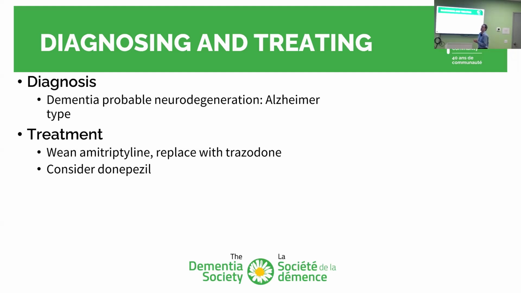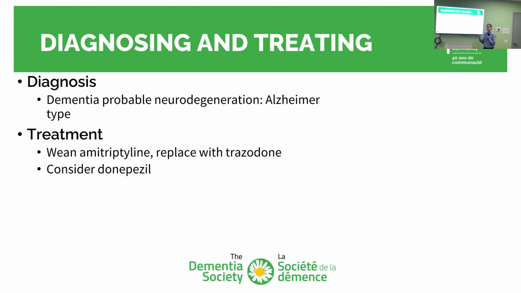donepezil, or Aricept. And that boosts the brain chemicals that are important for memory to stay around a little bit longer. You remember I showed that synapse, that area between the two brain cells. What happens is the chemical's released, then it's broken down. This stops the breakdown and keeps that chemical around a little bit longer.